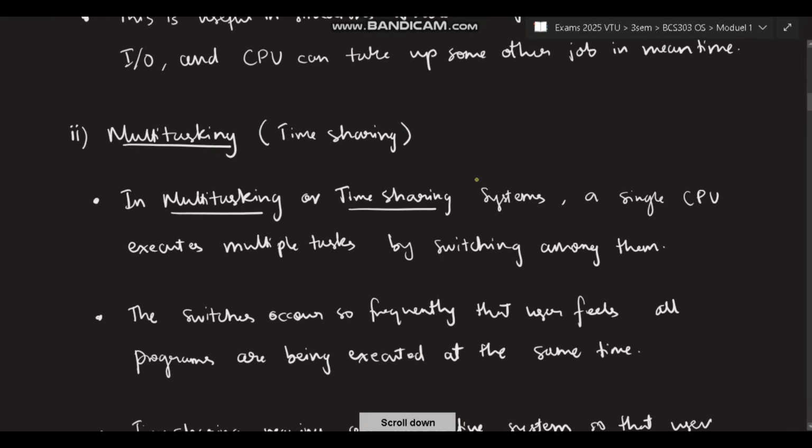Next is multitasking. Multitasking means different tasks are being performed at the same time. This might look similar to multi-programming, but there is a difference here. It is also called time sharing. In a multitasking or time sharing system, a single CPU executes multiple tasks by switching among them. Let's take an example. Suppose there are 3 jobs, job 1, job 2, job 3, and this is the CPU. The CPU can execute the first job, second job, and third job. Like that it will execute very fast.